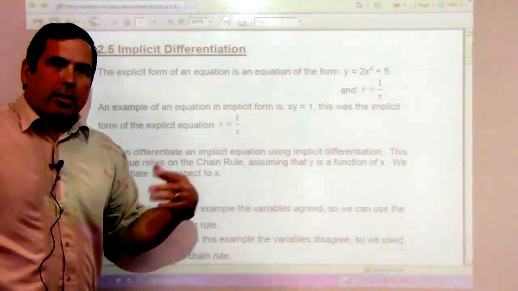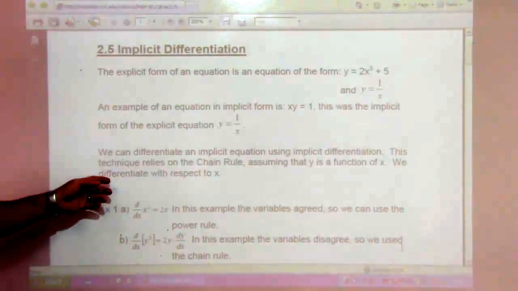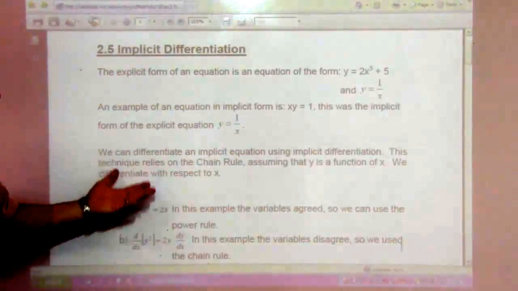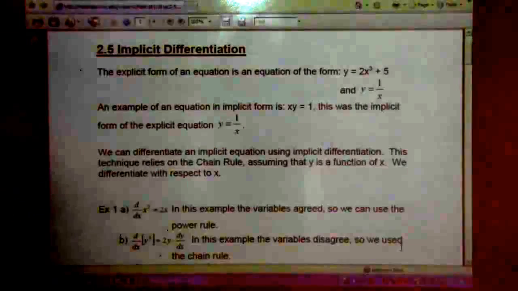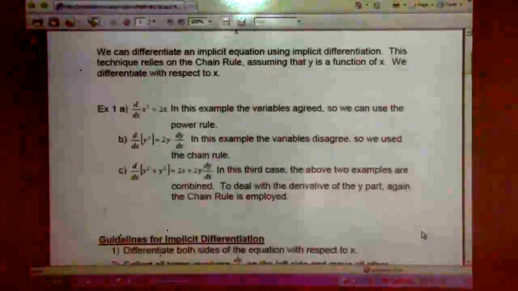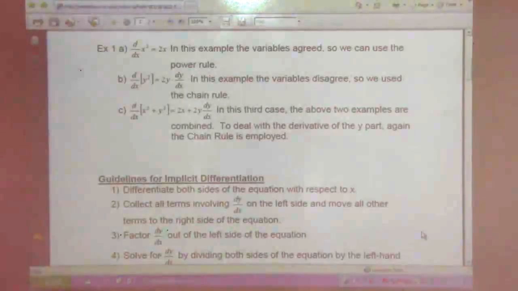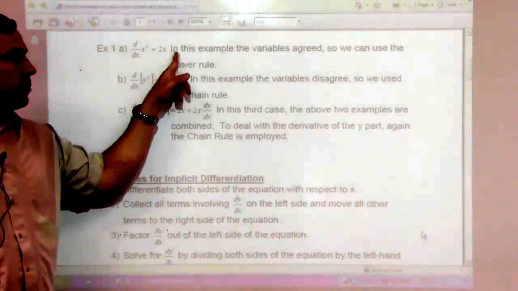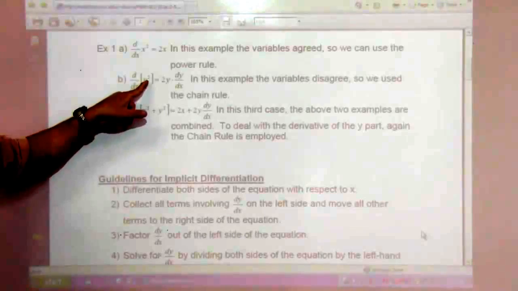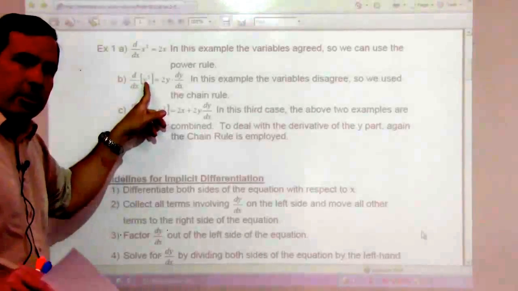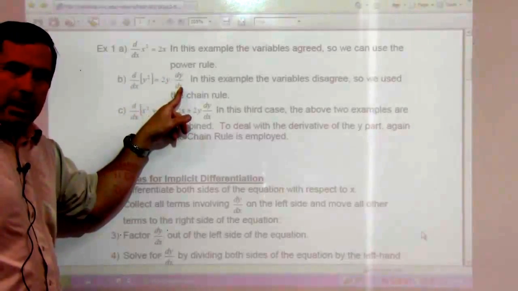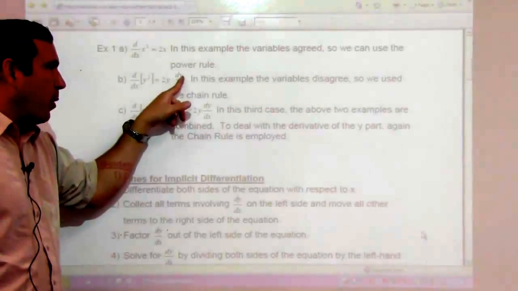Now this really uses the chain rule. So assuming y is a function of x, we can use the chain rule with this. And we differentiate with respect to x. For example, the derivative with respect to x of x squared equals 2x. We're good with that. The derivative with respect to x of y squared, knowing that y is a function of x, is going to be 2y times dy dx. So the derivative of y with respect to x.